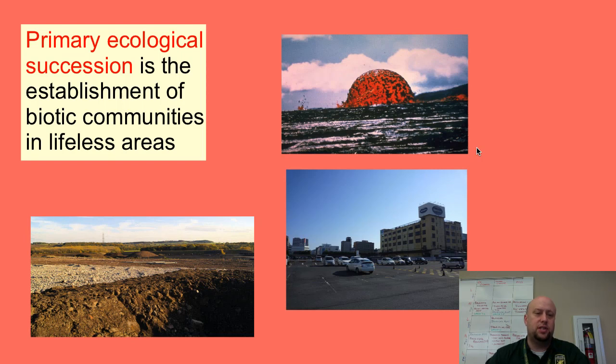The first one is primary succession. We don't really see a whole lot of this. Primary succession would be that you have biotic things, in other words, living things, that are going to grow up in an area that was pretty much lifeless before. There wasn't a lot of life there originally, and now we're going to start to see some organisms move in. We don't see that a whole lot.